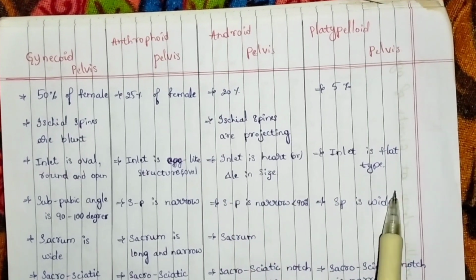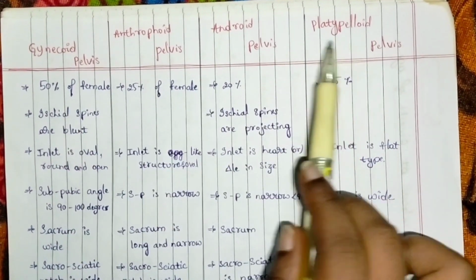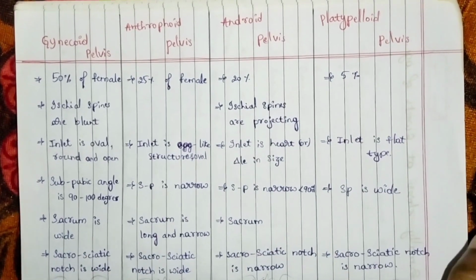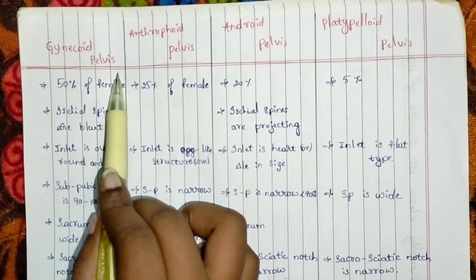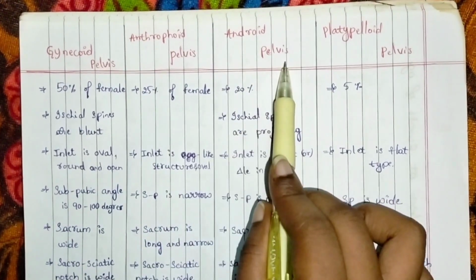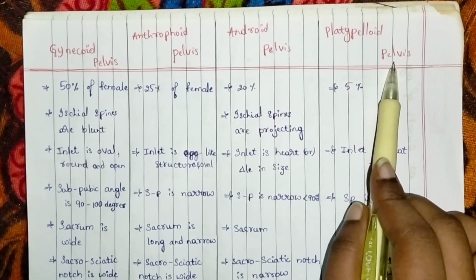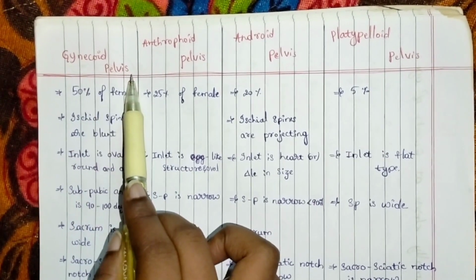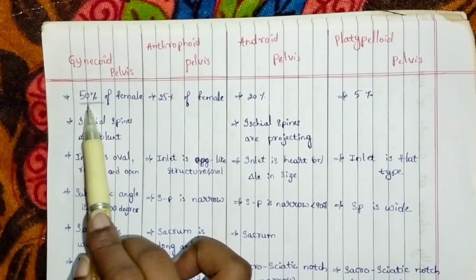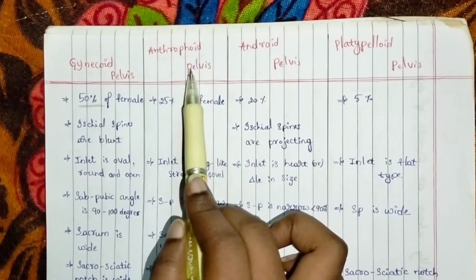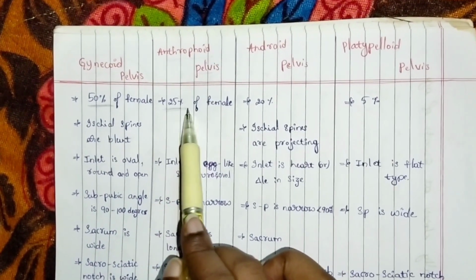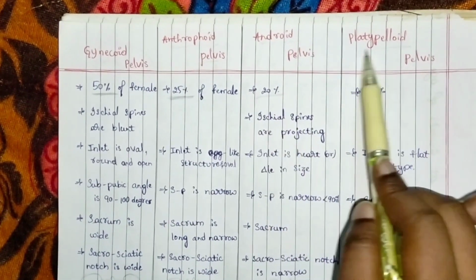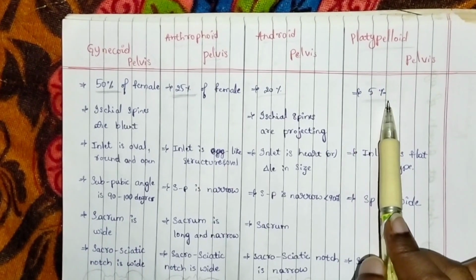Now the types of the pelvis. These are the 4 types, or the 4 variants, of the pelvis. These variants are also known as impairments. First, gynecoid pelvis, anthropoid pelvis, android pelvis, platypelloid pelvis. The most common is the gynecoid pelvis. This is seen in 50% of females, while anthropoid pelvis is seen in 25% of females, android is seen in 20%, and platypelloid is seen in 5%.